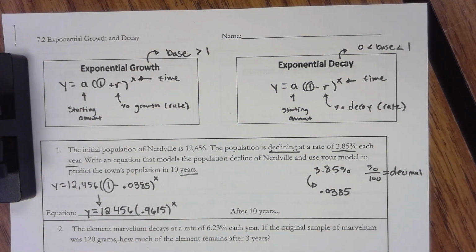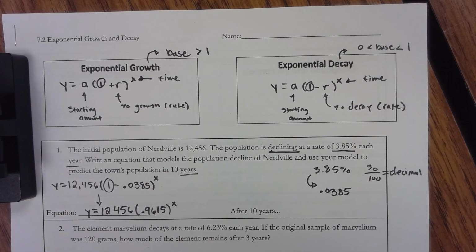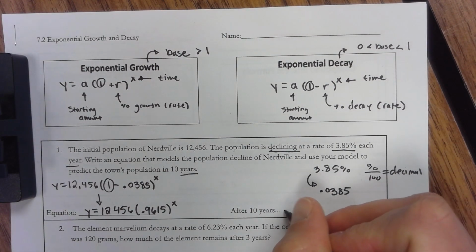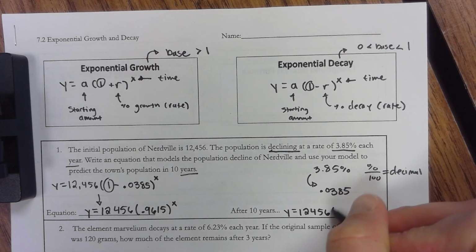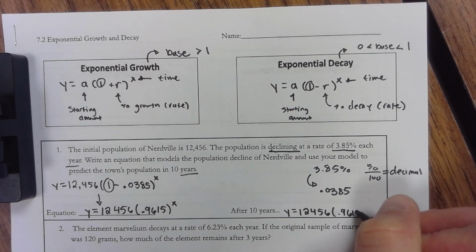The last thing that we need to do is just find the population after 10 years. So now we're going to plug 10 into our equation. So y equals 12,456 times 0.9615 to the power of 10.